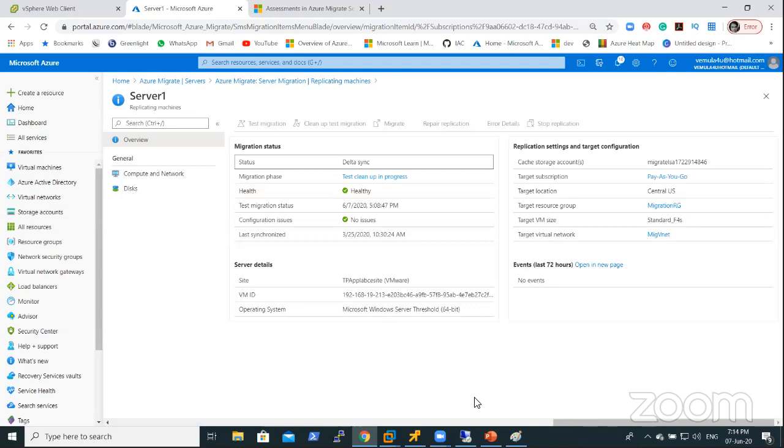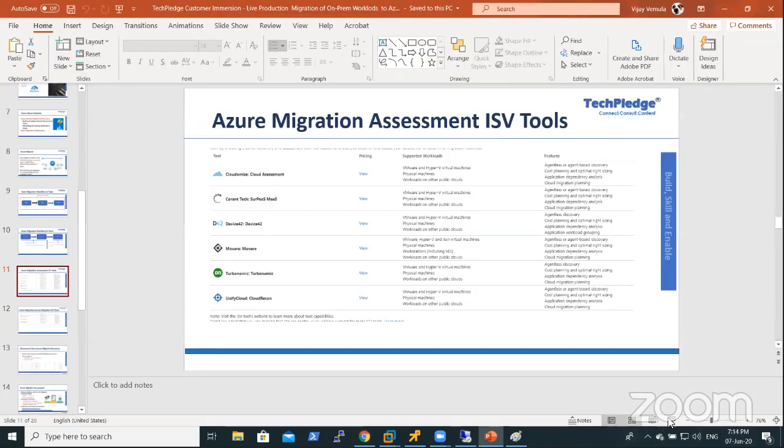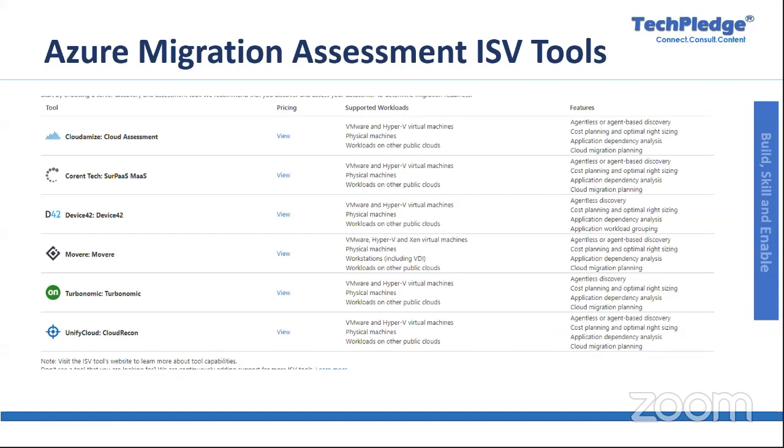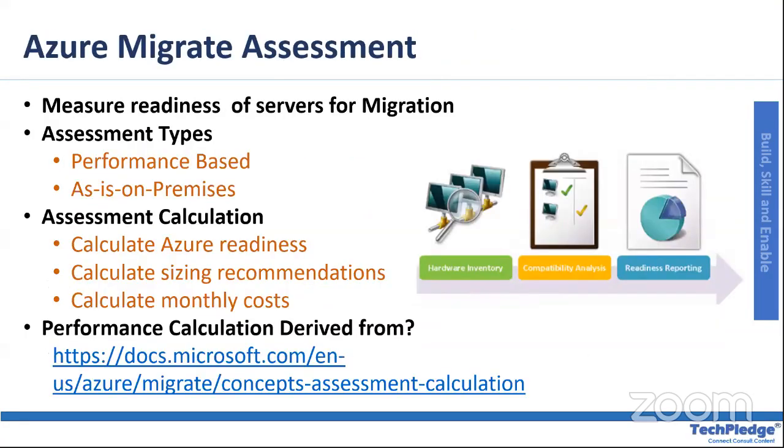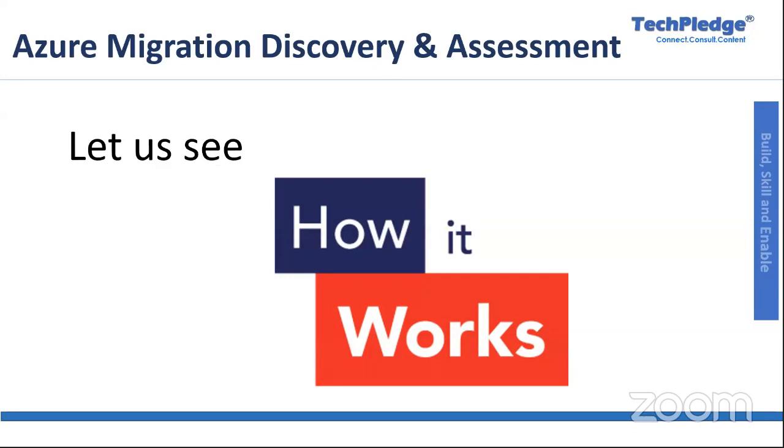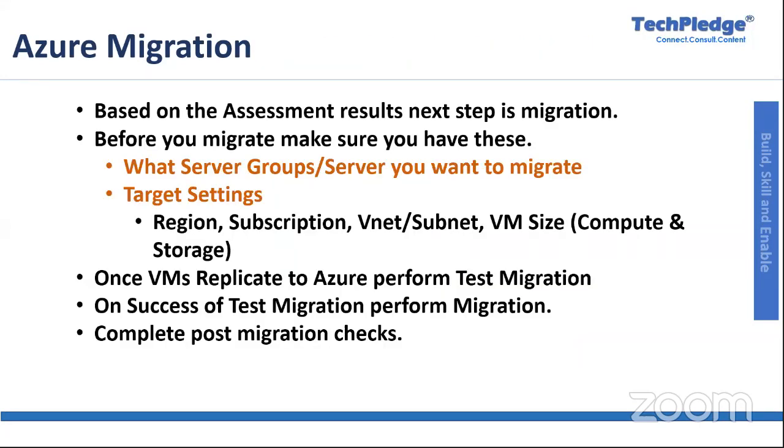So let me quickly jump to our slides so that we'll see if there is anything which we missed theoretically. So we discussed these things. So we are done with the discovery and assessment. And based on the assessment, you actually migrate, and you migrate to target settings. As I said, you will be telling your migration tool that I need to put my resource in this region, in this subscription, in this VNet, and these sizes, and so on. Then you perform a replication. Then you perform the migration test. Then you perform the actual migration. Right? So that's how things will be.